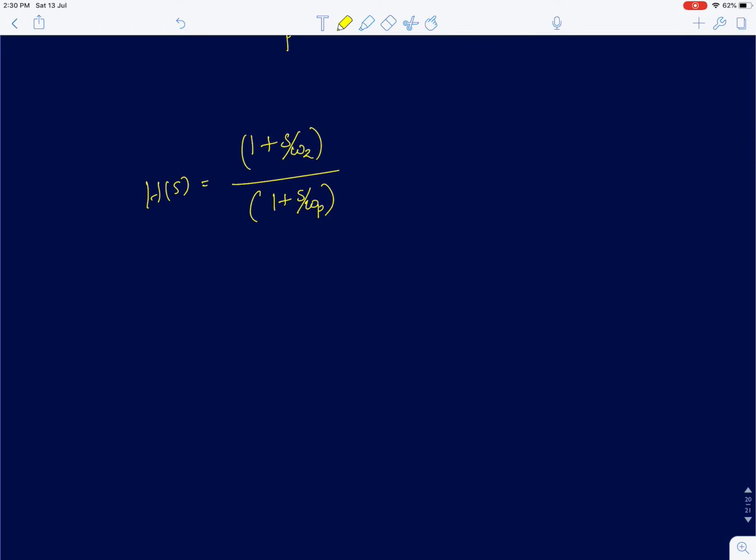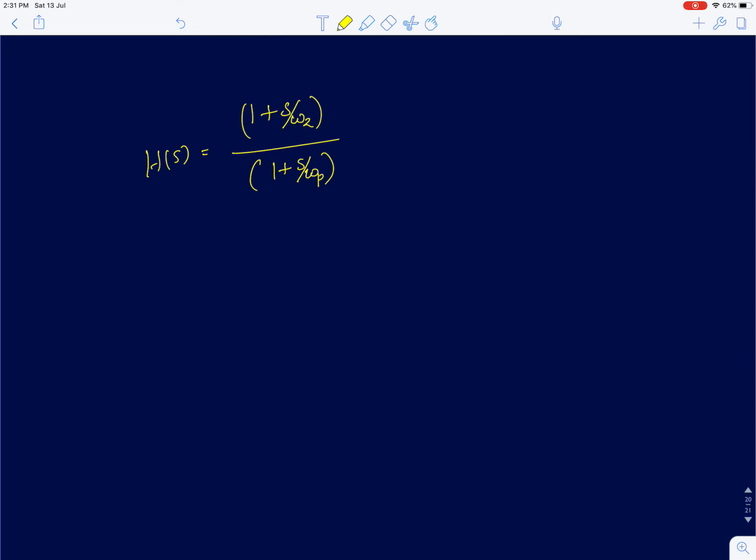Now we have to plot the frequency response. Once you know the poles and zeros, you can get the transfer function. Once you know the transfer function, then you can get the frequency response. Now the frequency response of this system can be written as root of 1 plus (omega by omega z) the whole square, by 1 plus (omega by omega p) the whole square.